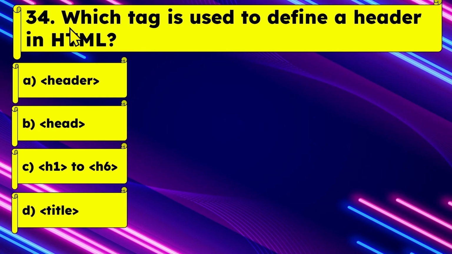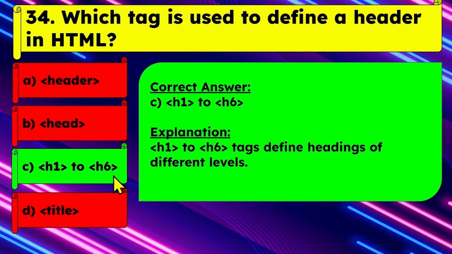Our next question is, which tag is used to define a header in HTML? Option A header tag, option B head tag, option C H1 to H6, or option D title. So here the correct answer will be H1 to H6. As you can see, H1 to H6 tag defines headings of different levels. So here the H1 is the large one and H6 is the smallest one.